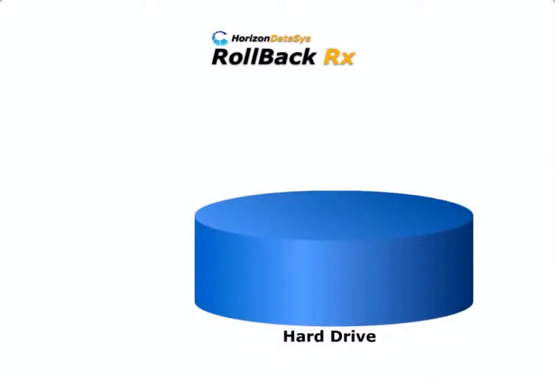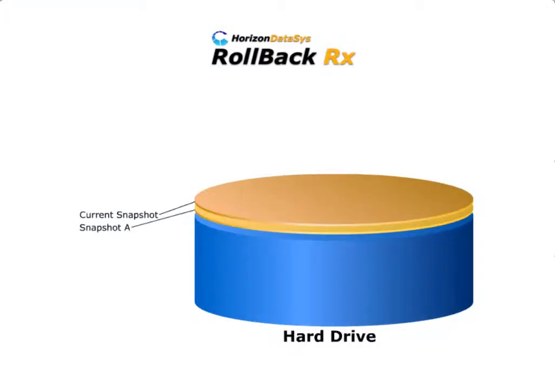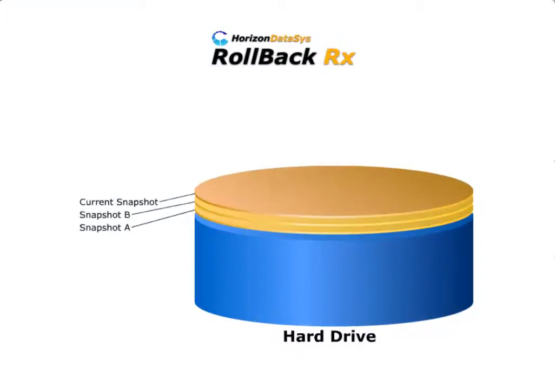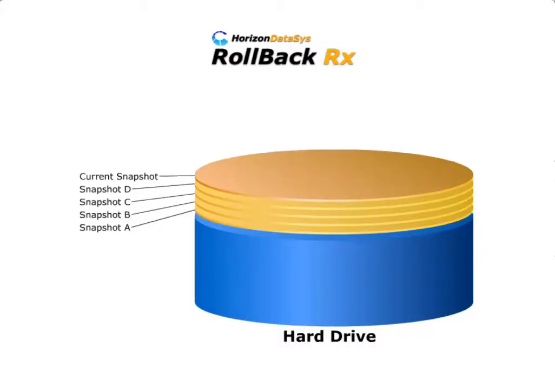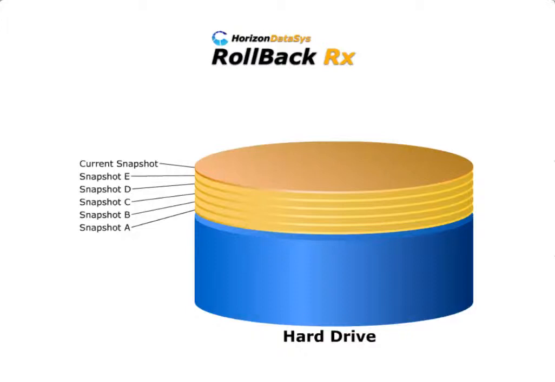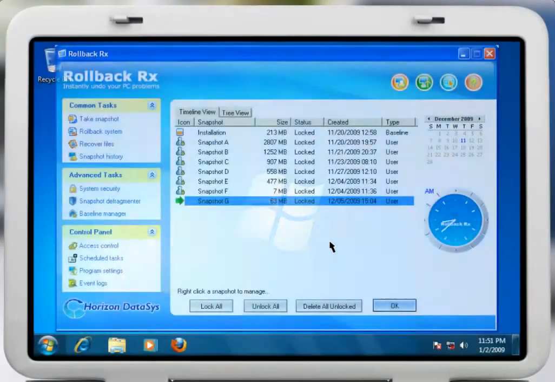The core of RollBack's technology lies in its ability to take virtually unlimited snapshots. Each snapshot represents an exact system state as per when the snapshot was taken. Each snapshot takes only seconds to complete and uses very little disk space, so you're free to take as many snapshots as you wish. Taking a snapshot with RollBack RX is quick and easy.